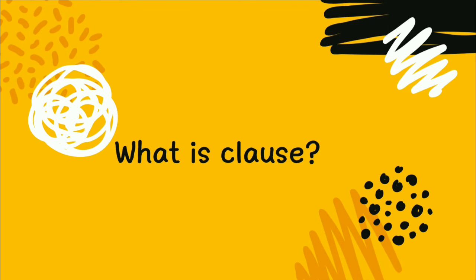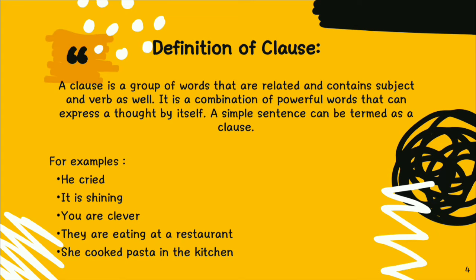What is a clause? Here we go, the definition of a clause. A clause is a group of words that are related and contain a subject and a verb as well. It is a combination of powerful words that can express a thought by itself. A simple sentence can be termed as a clause. For example, he cried. It is shining. You are clever. They are eating at a restaurant. She cooked pasta in the kitchen.